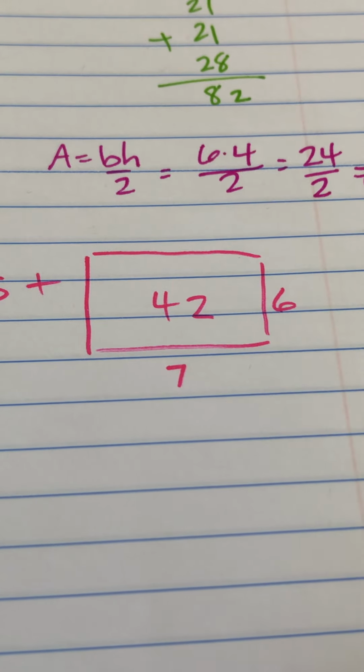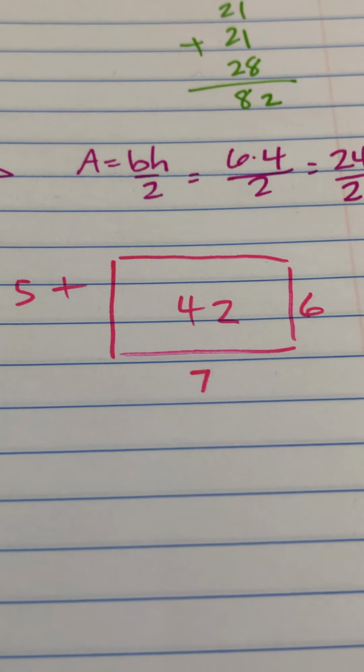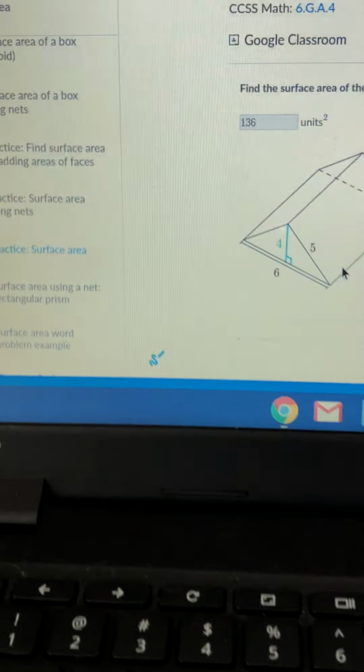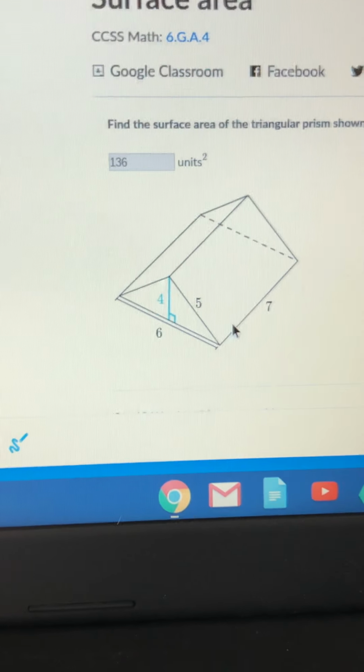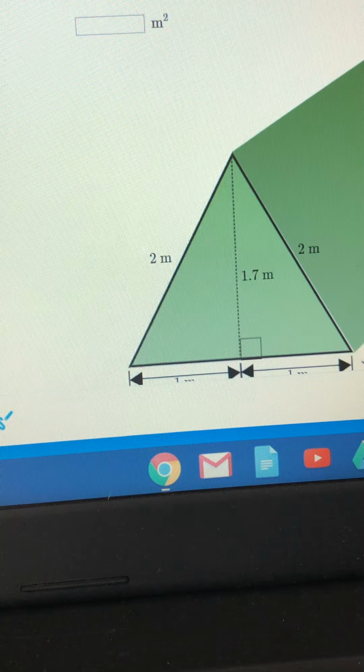And then the other area is a 7 by 6, which is 42. So if we add all of those together, we're adding the area of all of the faces together, then we get 136 units squared. And we can click next question and see what they give us for the next question.